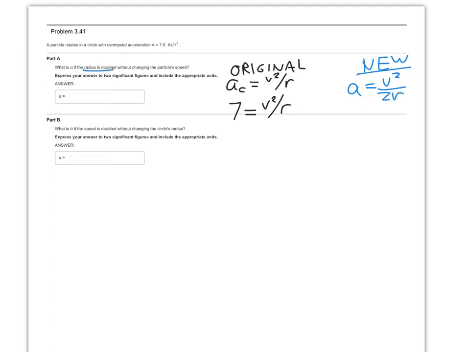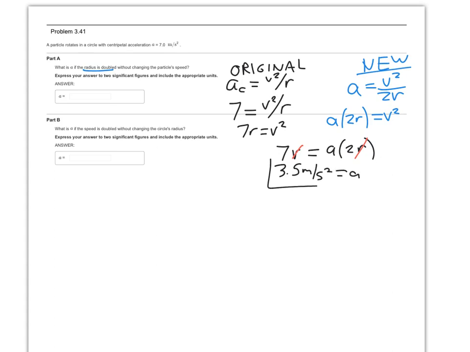because it tells me that my radius is doubled. There are lots of ways of solving this. I think the easy one in this case is to solve both equations for v squared. So we have 7r equals v squared and a times 2r equals v squared. Then we can just set those two equations equal to each other. So we have 7r equals a times 2r. Divide by r to cancel out the r on both sides, and then divide by 2. And I get that my acceleration is 3.5 meters per second squared.